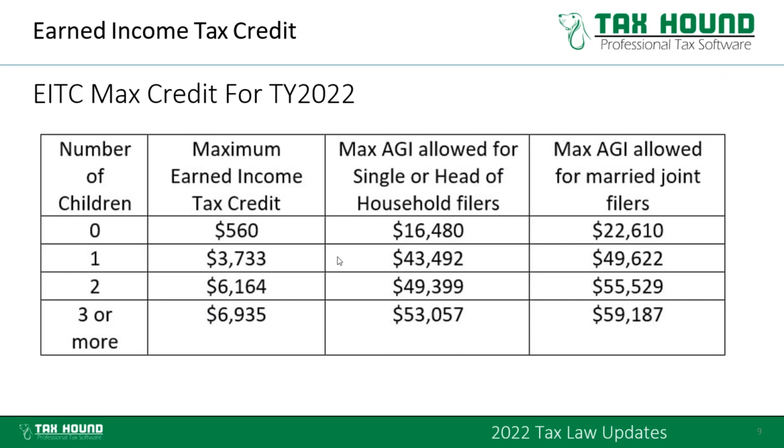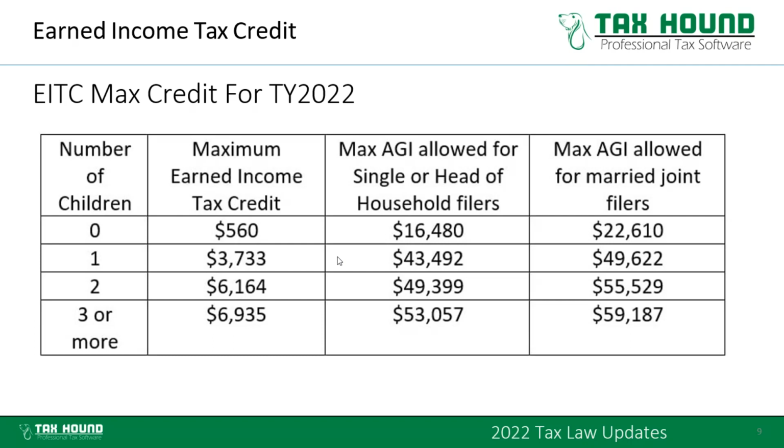So in the first column, you have the number of children. The second column, you have the maximum EIC credit. So the maximum for 0 is 560. The maximum for 3 or more is 6,935. Then we get into the max AGIs, and I gave you guys this information to save you time, keep you from banging your head against the wall as to why someone's not qualifying for EIC. The AGI could be a big reason, and in a lot of cases it is.